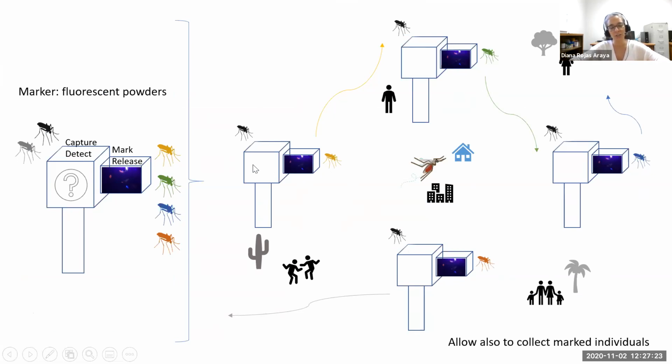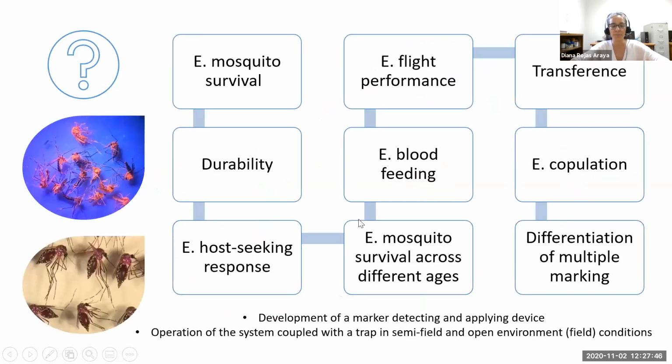Each of them they can collect, then mark and release different color mosquitoes, and then we can follow them in the field and have information about their biology, dispersal, structure of the population, and different types of interesting questions. But I think this is a very flexible system, so we can use it in different applications.